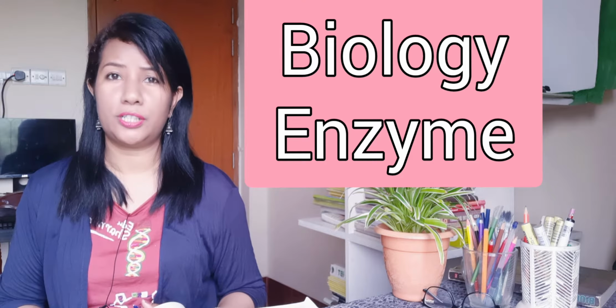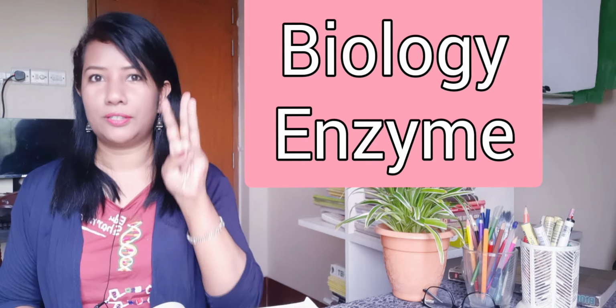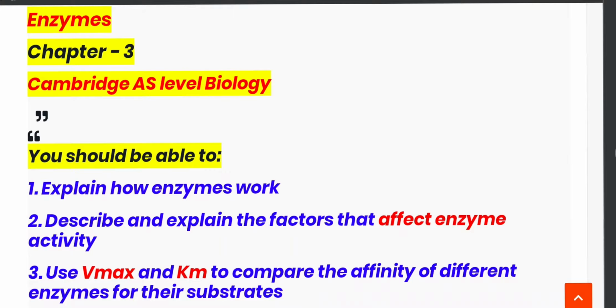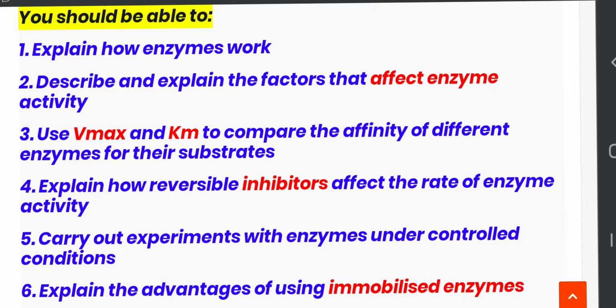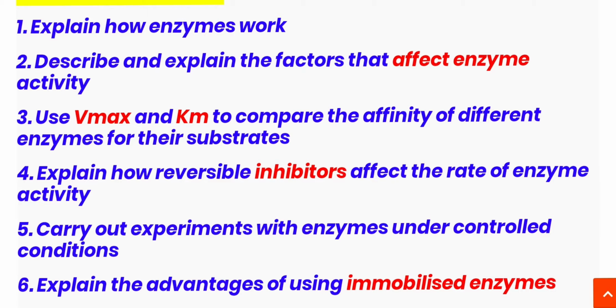So in this video, I'm going to teach you biology chapter 3, that is enzymes. I'm going to teach you what an enzyme is, how it works, and the factors that affect enzyme activity, and Vmax and Km to compare the affinity of different enzymes for their substrates. I will also explain how reversible inhibitors affect the rate of enzyme activity, and carry out experiments with enzymes under controlled conditions. And I will explain the advantage of using immobilized enzymes. Alright, so let's get started.